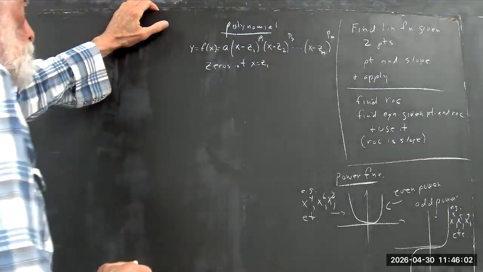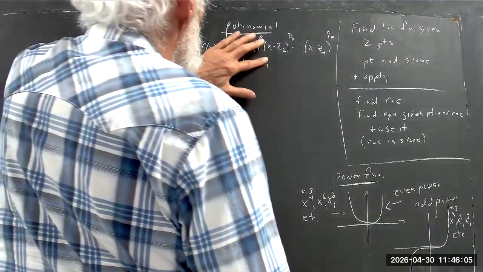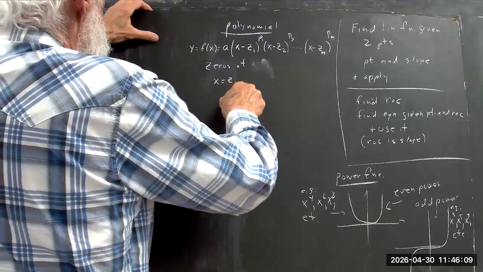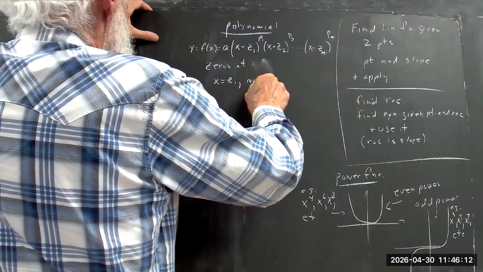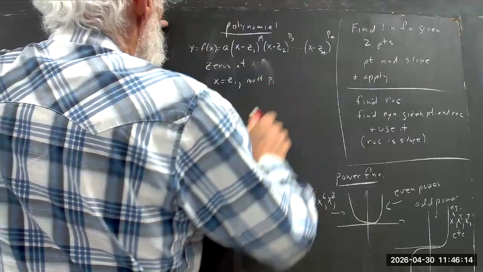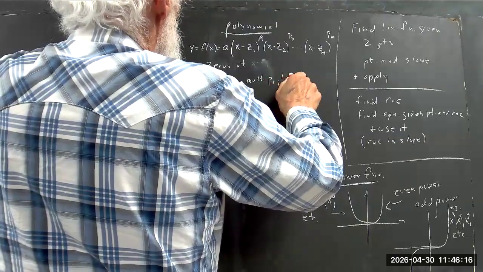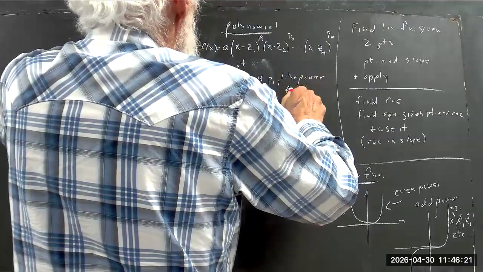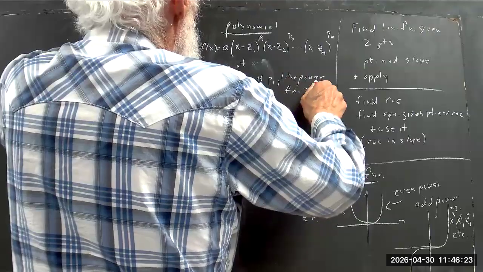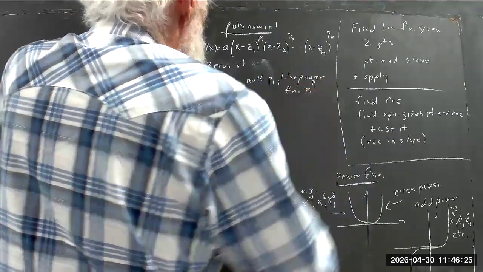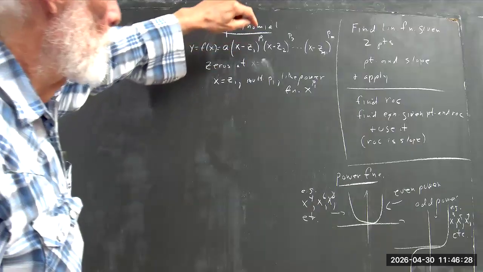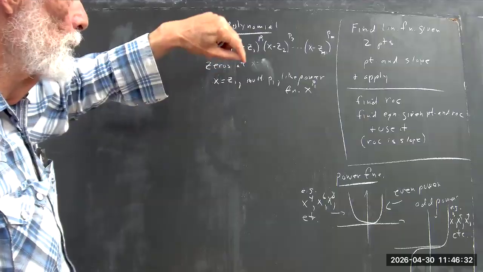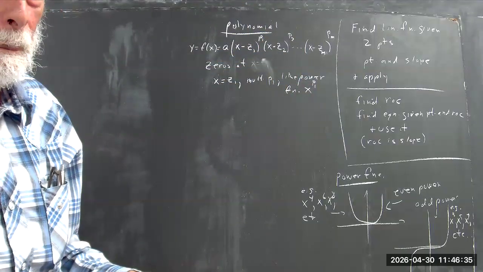Zeros at x equals 0, z1. I'm going to give myself a little room. x equals z1, multiplicity p1, like the power function x to the p1. In other words, whatever the power is here, it's going to go through 0 or touch 0 at that point.